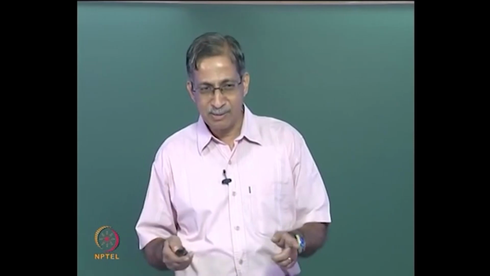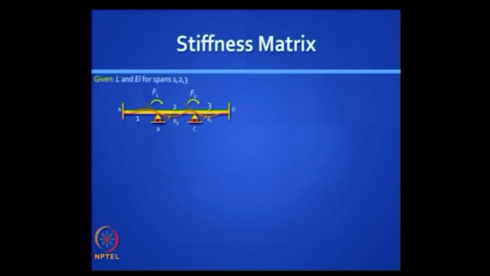Right, so we will just conclude by taking a look at the meaning of stiffness matrix. Here you see a 3-span continuous beam, right? How many degrees of freedom are there? 2 degrees of freedom, right? Theta B and theta C, there is no translation. Let us label those potential moments that can be applied there as F1 and F2. So D1 is theta B and D2 is theta C, all clockwise assumed positive. Is it clear?